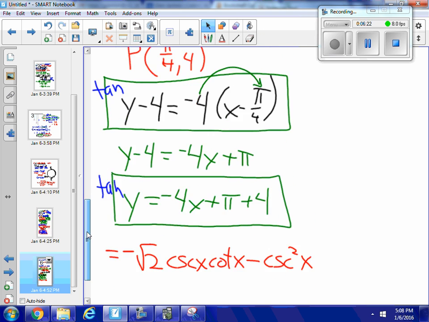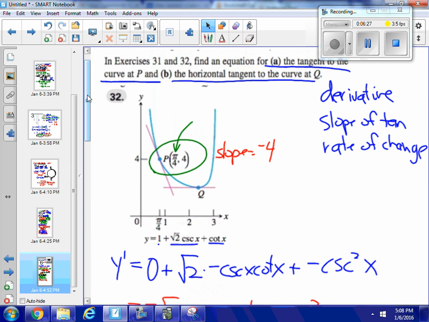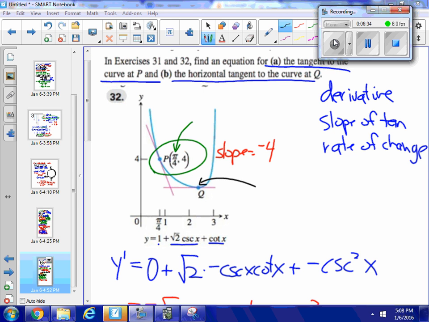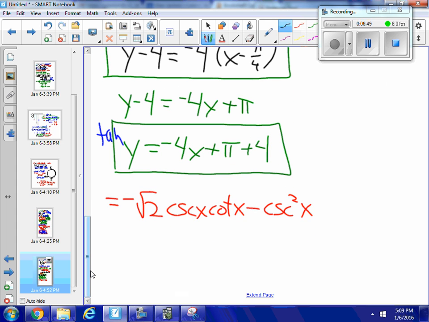Now, if I go back up to my picture here, I can see that, oh, I don't know what my x value is. I don't know my x value, I don't even know my y value, I don't know anything about Q, except I do know that they're asking for the tangent line that is horizontal. And since the slope of a horizontal line is 0, I can go ahead and set the slope of my tangent line equal to 0. Now, if I can find out what x is, I'll be in business.